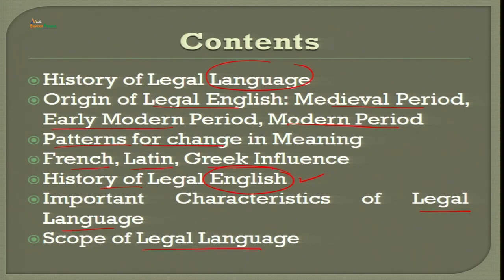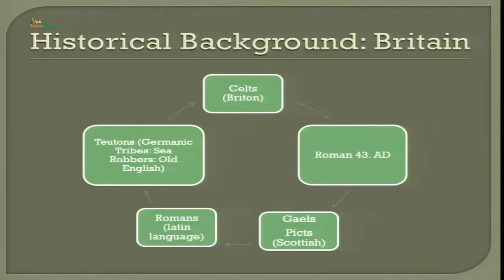So let's begin with the lecture, and we'll definitely try to delve deep. Please be ready to come on a voyage with me to visualize everything that happened in the past. Okay, so I'm going to discuss the historical background of Britain.